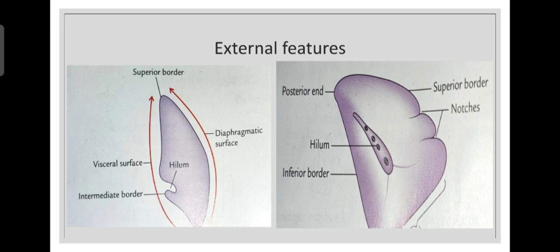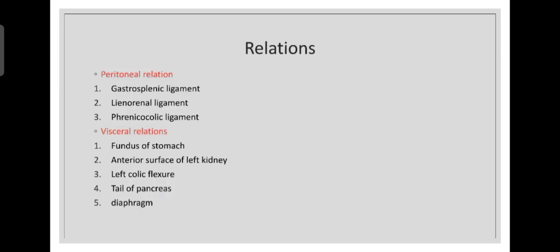Then the posterior end, which is blunt and rounded, is directed upward and backward and towards the medial aspect, that is towards the right. It is related to the upper pole of left kidney, as the renal impression lies here.